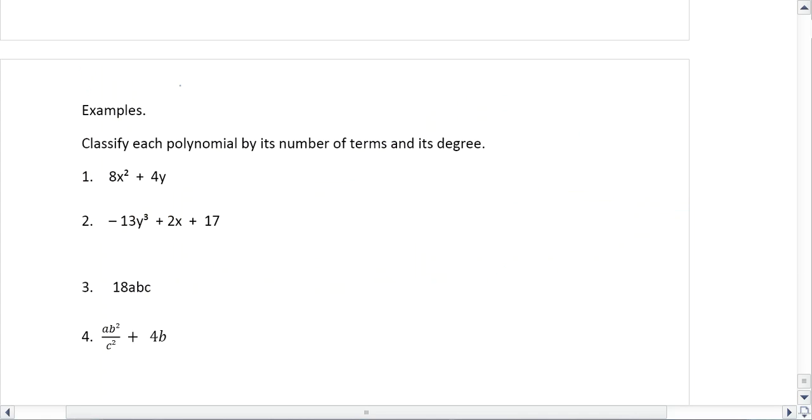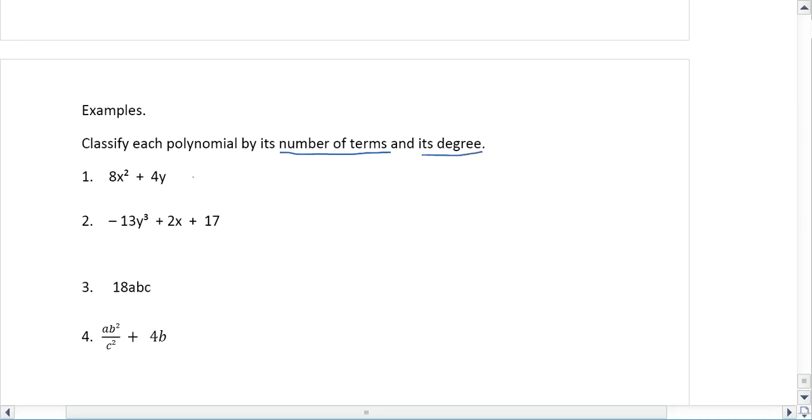So the first skill we need to have is to be able to classify the polynomial by 2 things: by the number of its terms, meaning a monomial, binomial, trinomial, or polynomial. Poly means many, so anything that's more than 3 is just polynomial. And we need to classify it by its degree.